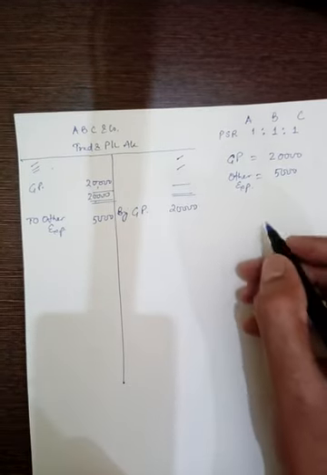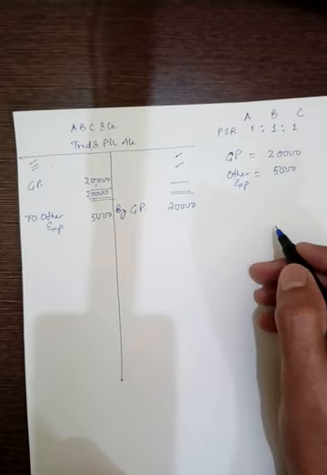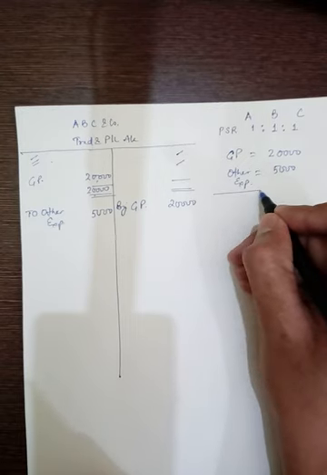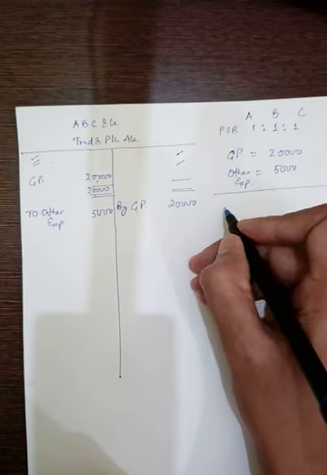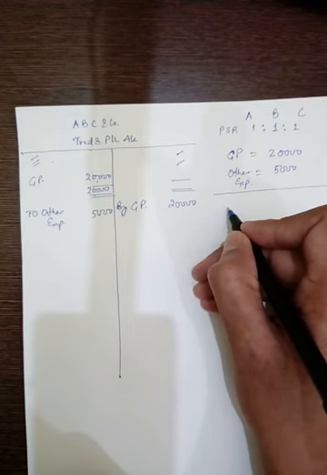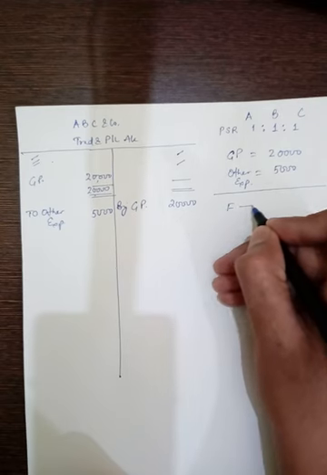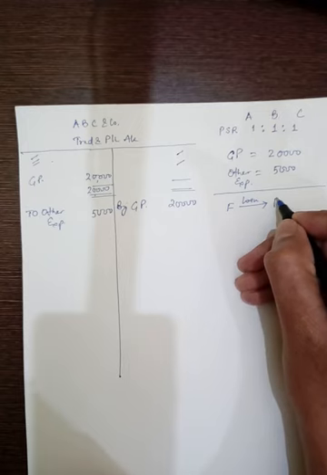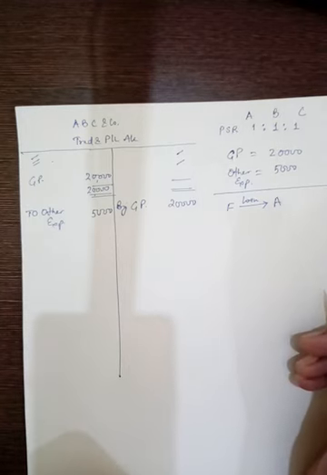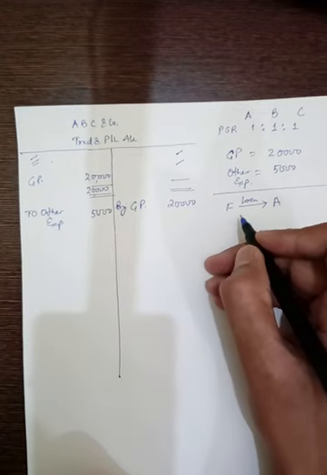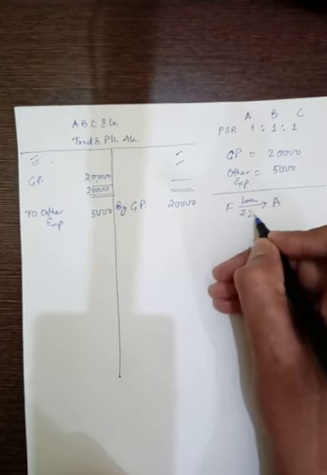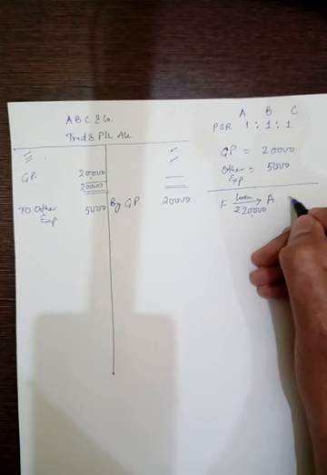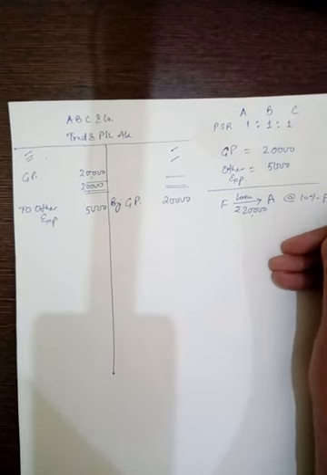Now the transactions between the firm and partners come into play. Now concentrate on transactions between partner and firm. Suppose you are given in the question that the firm has given a loan to partner A, and the loan amount is rupees 20,000 and the interest rate is 10% per annum.